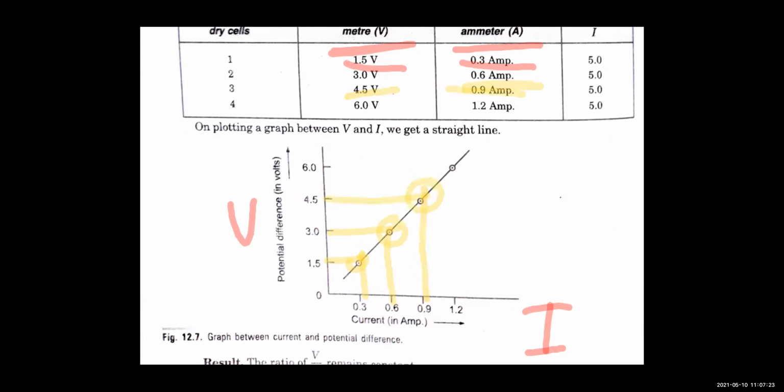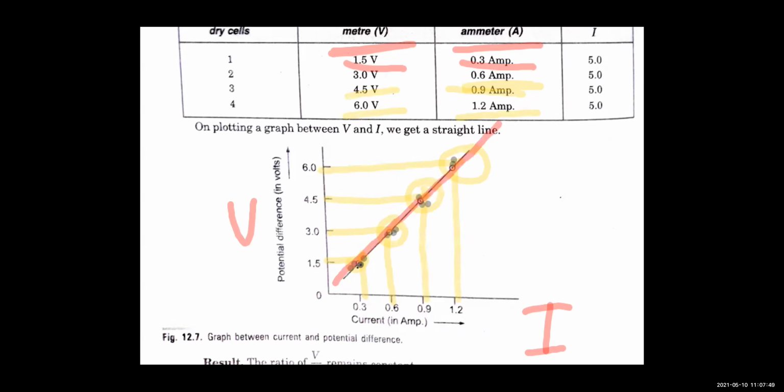Plot a graph like this. When voltage is 6, the current is 1.2. So these are your graph points. What you will do? You are going to join them and draw a line. So the graph of V versus I is a straight line.